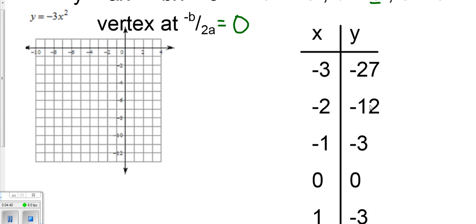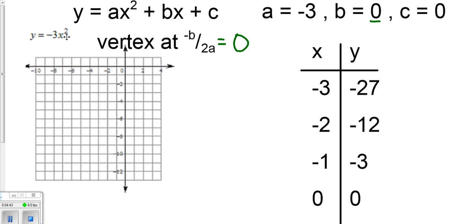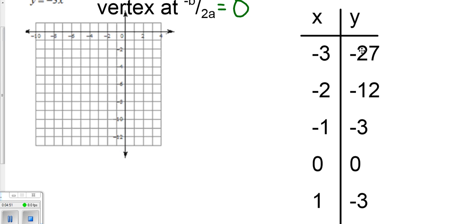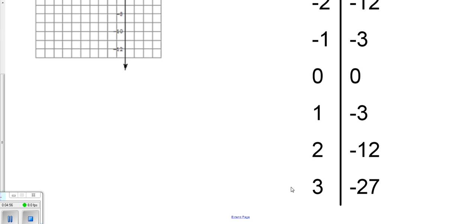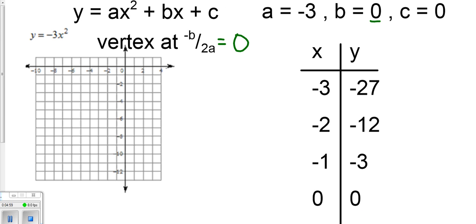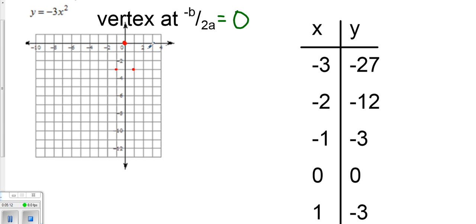When we plug those in, negative 3 squared makes 9. Then times negative 3 makes negative 27. Same thing when we go through that process with the rest of them. We'll get negative 12, negative 3, 0, negative 3, negative 12, and negative 27. So let's plot out these points again. Vertex at 0, 0. First point, if we go positive 1, we'd go down 3. If we go negative 1, we would go down 3. If we go positive 2, we'd be at down 12. If we were at negative 2, we'd be at down 12.